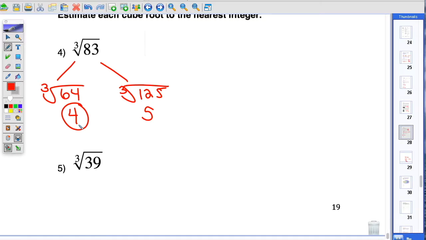The cube root of 39. So what perfect cubes fall around it would be 27 and 64. So the cube root of 27 is 3 and the cube root of 64 is 4. 39 is closer to 27. The cube root of 39 would be about 3.